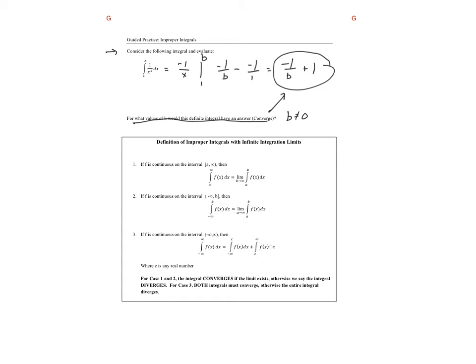And for some reason here, my dx didn't show, just a box. So let's put that back in. All right, so in either case here, case 1, 2, or 3, if the integral converges, then the limit exists. All right, we are not saying that whatever value comes out is the area under the curve. We're just saying that it's going to exist. Otherwise, the integral diverges. For case number 3, both of them have to work, which should make sense.